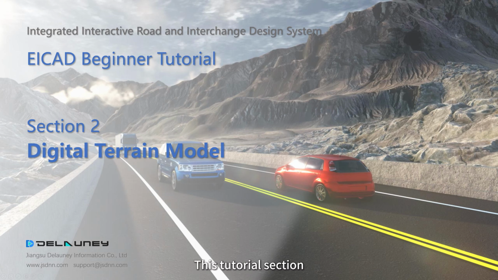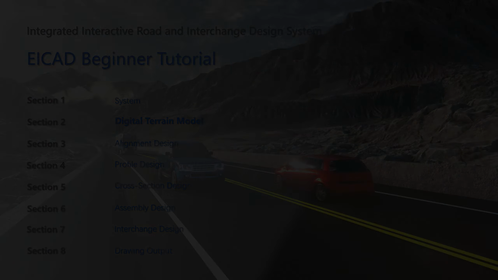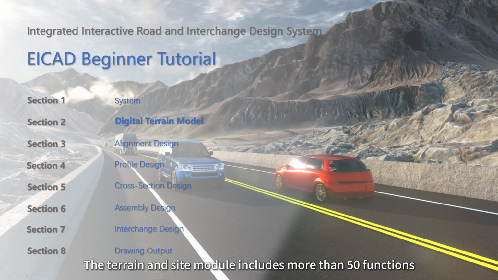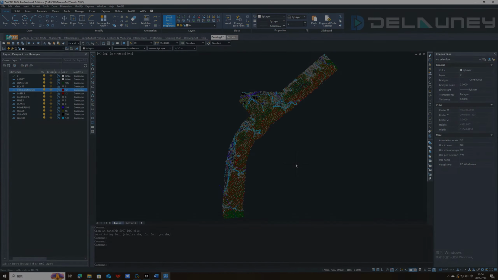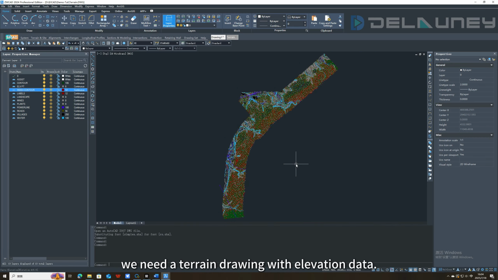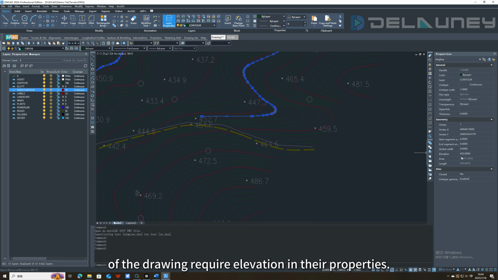This tutorial section will discuss the creation of the digital terrain model. The Terrain and Site module includes more than 50 functions, but this tutorial will only include the creation and modification of the terrain entity. To create DTM, we need a terrain drawing with elevation data. This means that the elevation points and contour lines of the drawing require elevation in their properties.